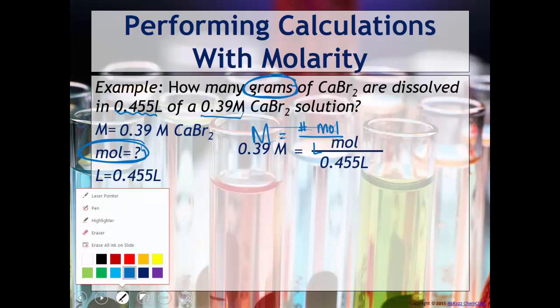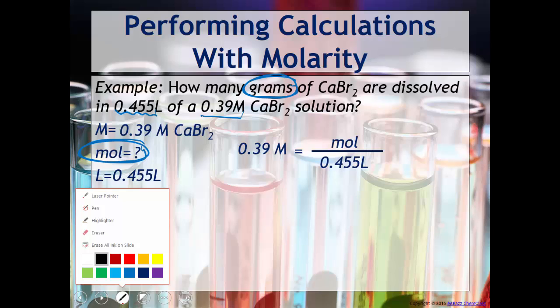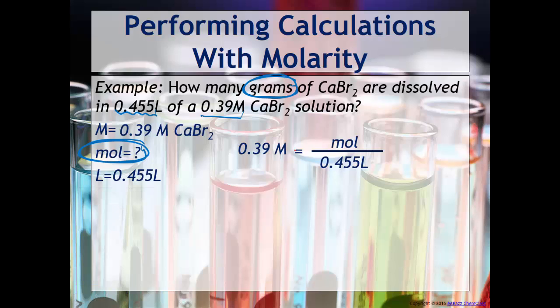So let's plug in what we know. Sorry, my stuff's in the way. So erase this. Okay, then we can do a little quick math. I would cross multiply again, and when you cross multiply those two together, you end up with how many moles you have. So moles equal 0.18. Now, if the problem asked for how many moles, we would be done. But unfortunately, it doesn't. It asks for grams.